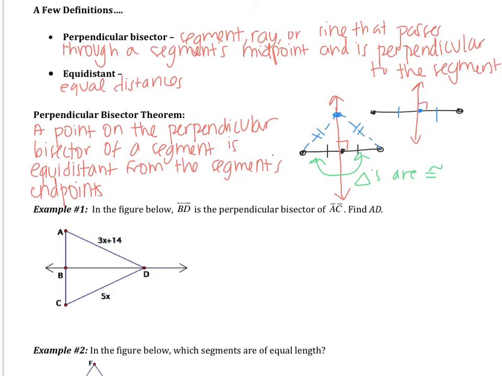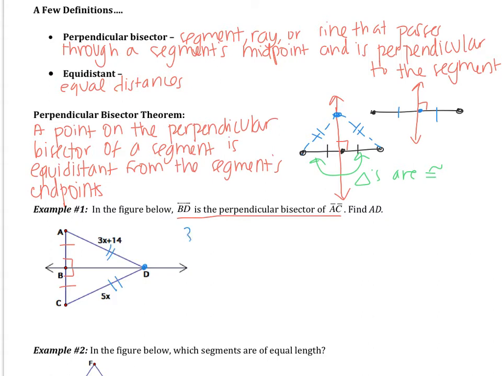In example number 1, it says BD is the perpendicular bisector of AC. Find AD. Okay, so firstly, we are told that BD is the perpendicular bisector. So let's mark that. We know that BD is going to be perpendicular to AC, and it's going to bisect AC. Now, here's how you're going to solve this problem. I'm asked to find AD. Now, point D is on the perpendicular bisector. Therefore, it is equidistant from A and C. So CD and AD are going to be congruent.